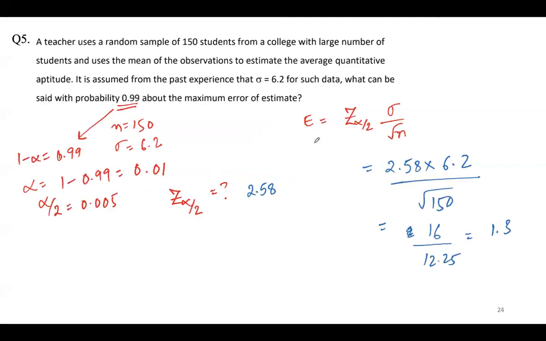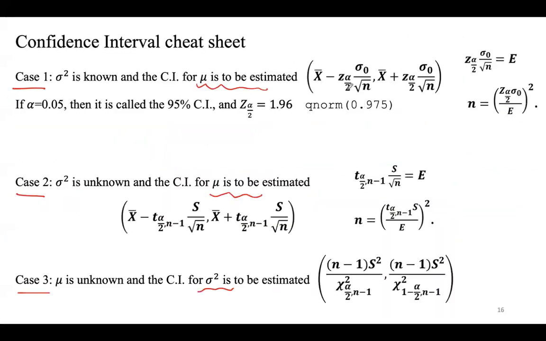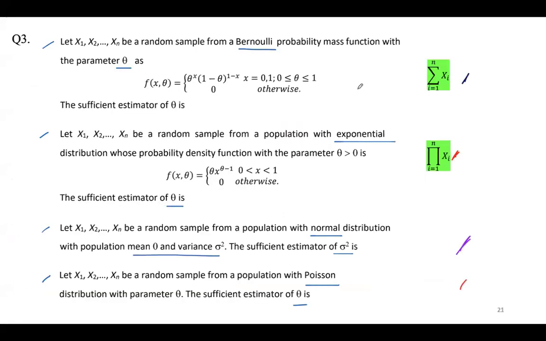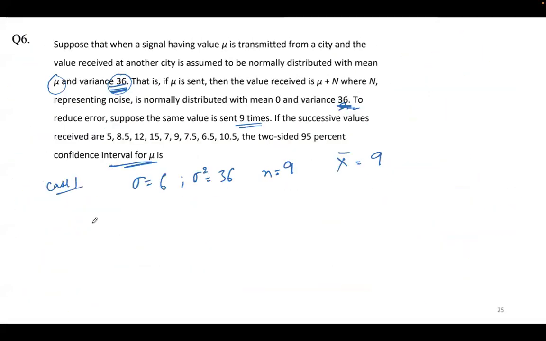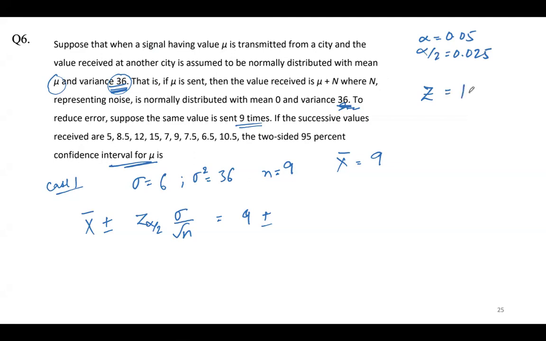So we go back to that cheat sheet. It's going to be of this form: the confidence interval is x bar plus minus Z alpha by 2 sigma by root n. So that's going to be 9 plus minus. Now, again, Z alpha by 2. Alpha is going to be 0.05, alpha by 2 is going to be 0.025. You can calculate this, but you can already see that this is going to be 1.96. We just saw this value, so this one you can remember also. It's going to be 1.96.